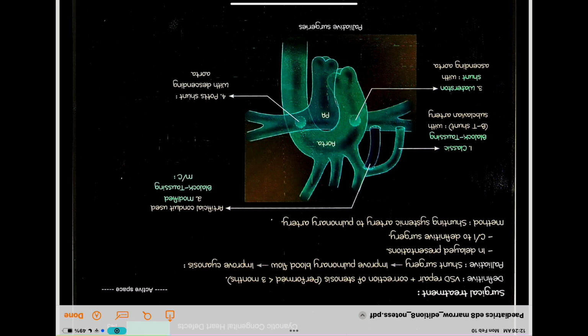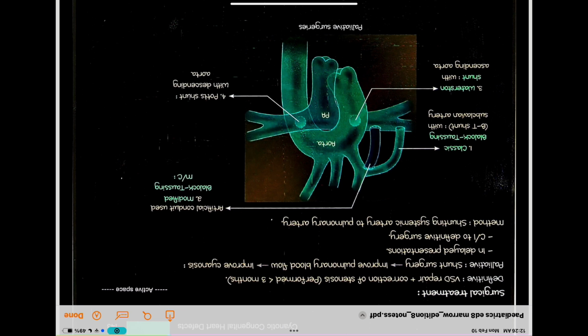Palliative surgeries. First, classic Blalock-Taussig BT shunt with subclavian artery, this is the first palliative surgery. Second is artificial conduit use, modified Blalock-Taussig, most commonly done.